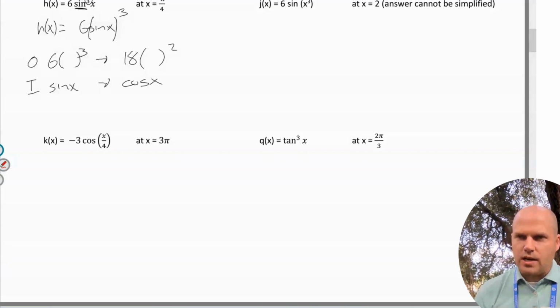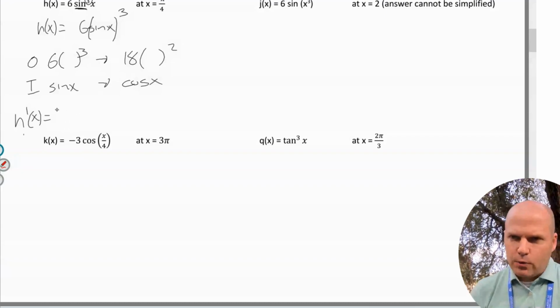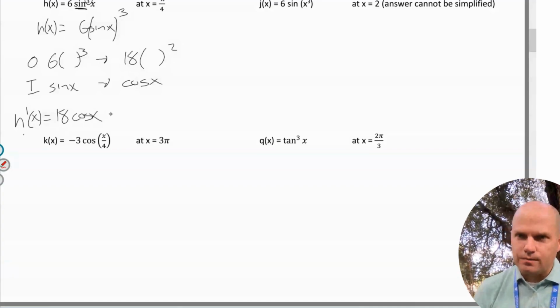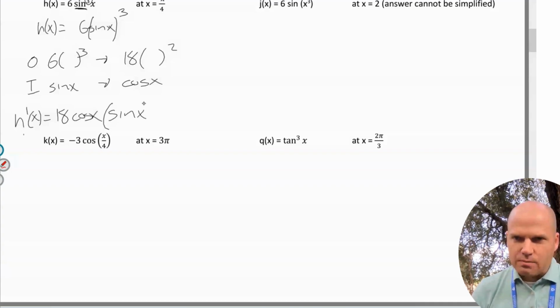Slopes of sine are cosine. That means my slope equation is going to be 18. I'm going to put the cos x in front of the parentheses squared. I'm going to keep it as parentheses squared. What starts in the parentheses stays in the parentheses. Just because I need to plug in pi over 4.